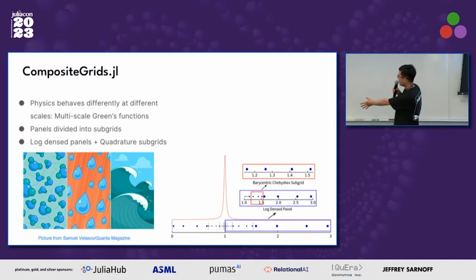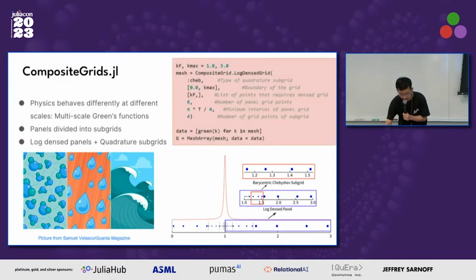Here we have the first layer as a panel logarithmically dense at point 1, which is showing in the blue box. Then in each panel, we have a quadrature subgrid, which is a barycentric grid that enables high accuracy interpolation. For more complex Green's functions, you can always use a nested structure by replacing the subgrids with a composite grid. Here is an example code for generating the Green's function shown here.